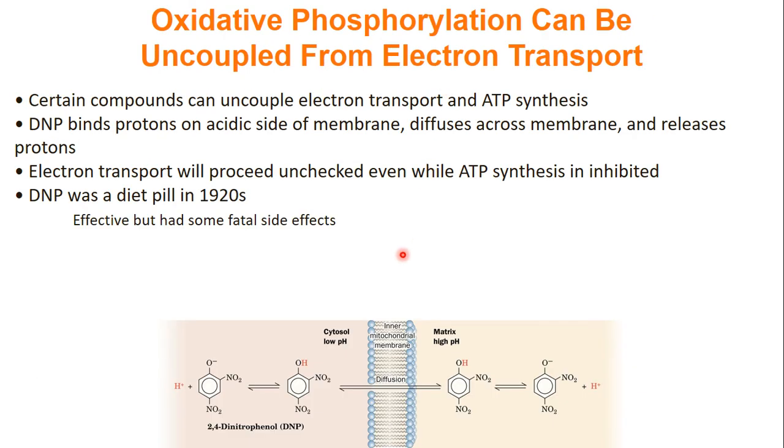Now, it is possible to uncouple ATP synthesis from the electron transport chain, and we talked about that. And one way is a molecule called DNP, or 2,4-dinitrophenol. What DNP does is that it will go to our intermembrane space, bind a hydrogen, and then it can diffuse into the matrix, and it will deposit that hydrogen. Basically, you break the proton gradient with this molecule. And DNP was an effective diet pill in the 1920s. And it makes a lot of sense why it's a diet pill.